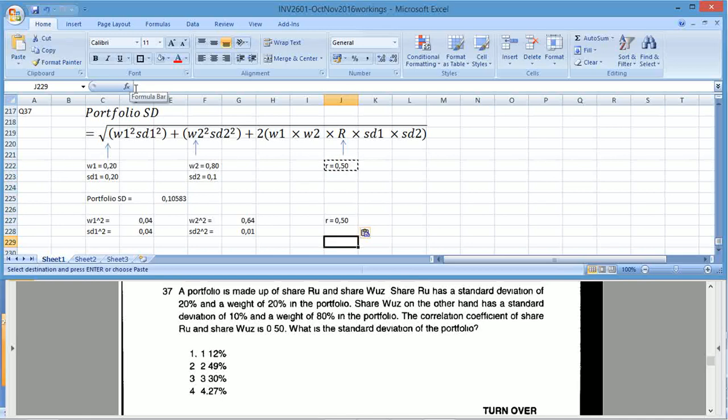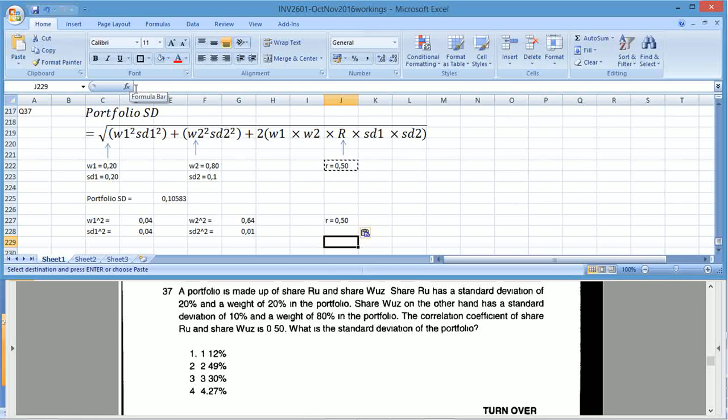Okay, so on my calculator, square root, brackets, W1 squared times SD1 squared plus W2 squared times SD2 squared plus 2 times the weightings, the weightings were 20 and 80, times the correlation coefficient times the standard deviation of 0.2 times 0.1, close bracket equals. Yeah, I still get that answer.